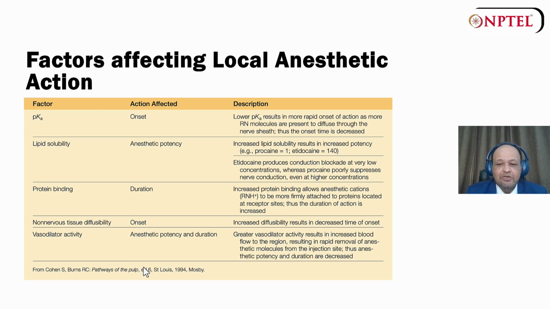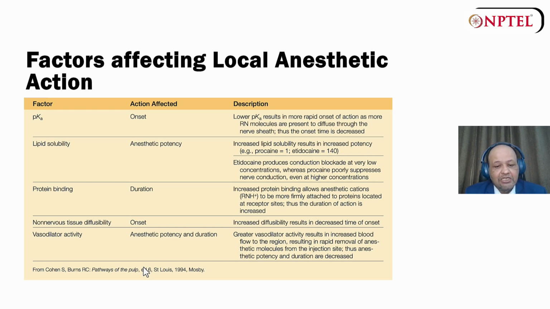Second is lipid solubility. Increased lipid solubility results in increased potency of the drug. That is, procaine is 1 and etidocaine is 140. So the etidocaine produces conduction blockade at very low concentration, whereas procaine poorly suppresses the nerve conduction even at high concentration. The protein binding leads to the anesthetic cations being more firmly attached to proteins located on the receptor sites. Thus, the duration of action is increased.